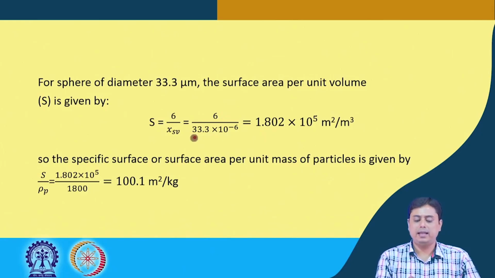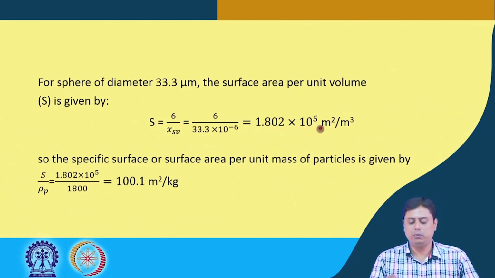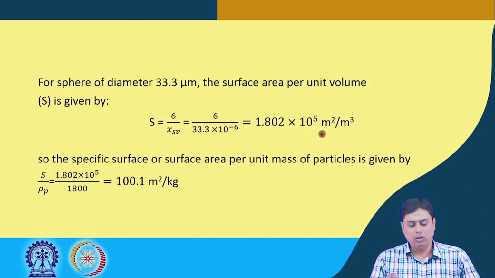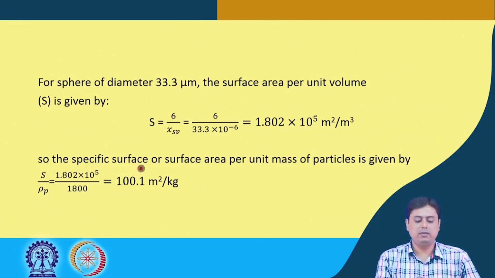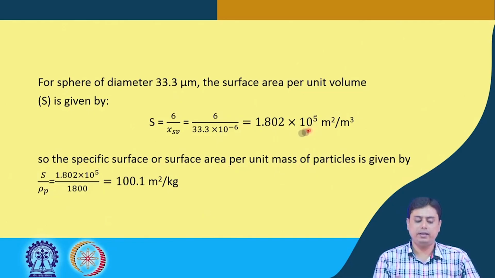So, we replace that expression here and we find that the surface area per unit volume is 1.802 into 10 to the power 5 meter square per meter cube. This can be your answer. Also, one can write this expression in this form to write the specific surface, or surface area per unit mass of the particle, when it is further divided by the density of the particle, which is 1800, that is 100 meter square per kg. That gives the complete answer of this whole problem.